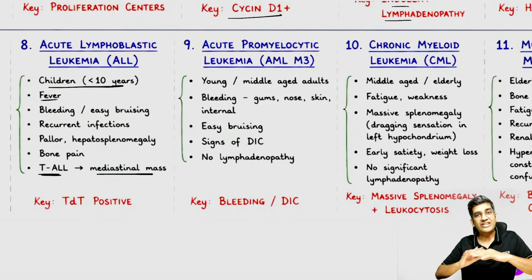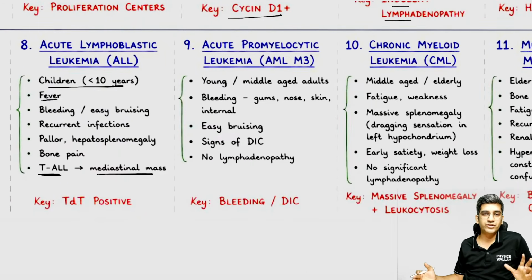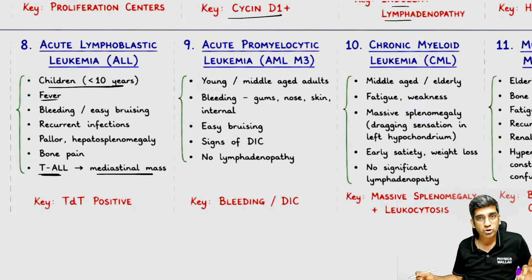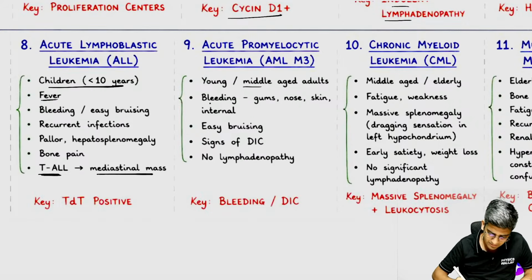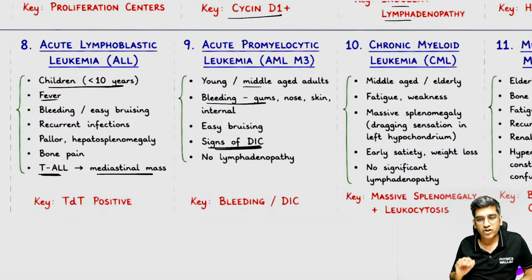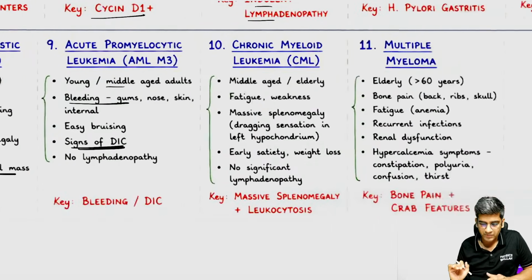AML is very, very, very wide. It's very diverse. One AML which I want you to remember, we have read them also in the exam paper discussion, is AML M3, very, very classical. Young age, middle age person, bleeding gums, signs of DIC, classical for AML M3. That's diagnostic of AML M3. Microscopy is also unique. Treatment is also unique. We'll look at them very, very soon, right?